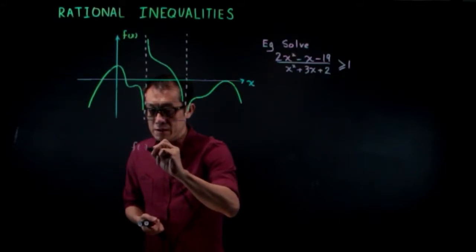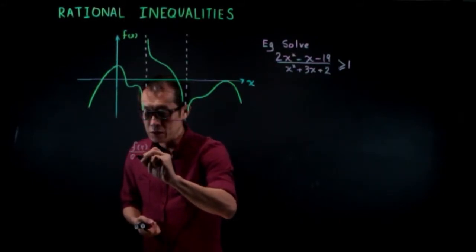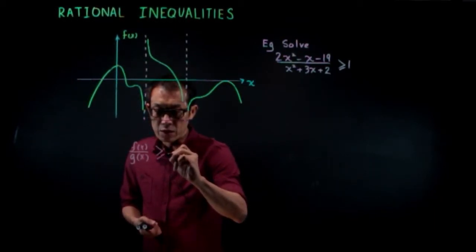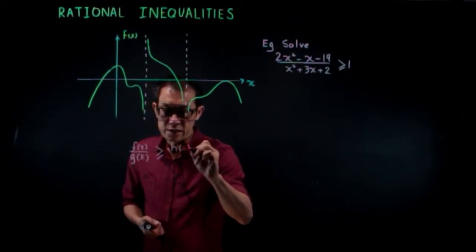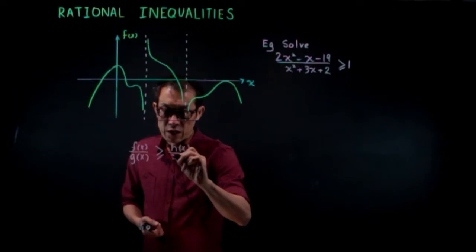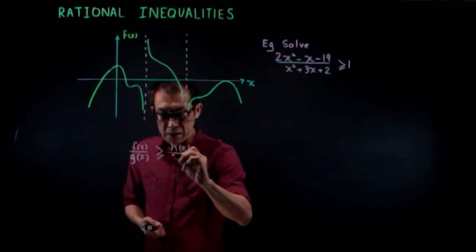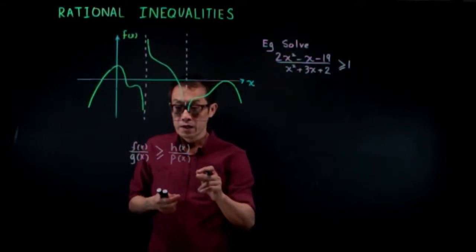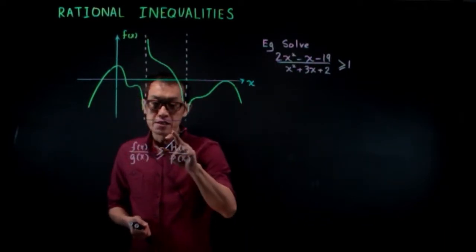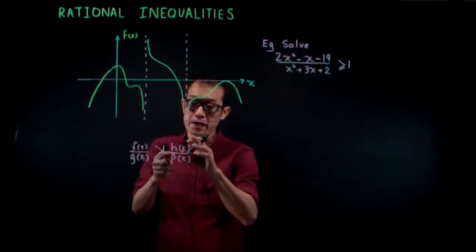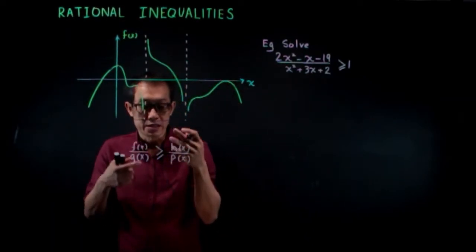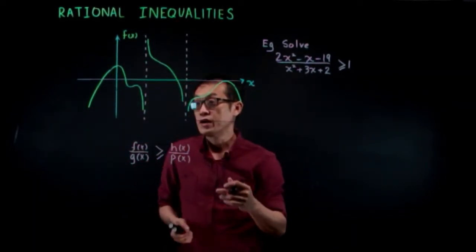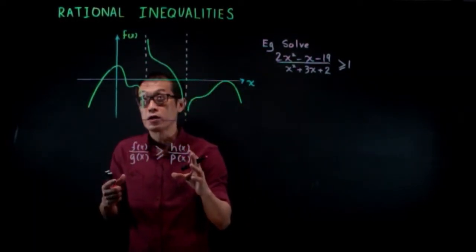like f of x over g of x is greater than or equal to h of x over maybe p of x. Now, rational inequalities, there are fractions involved, all right? Something over something is greater than a whole number, or something over something is smaller than 0, or something over something is greater than a function over another function. So these are called rational inequalities.